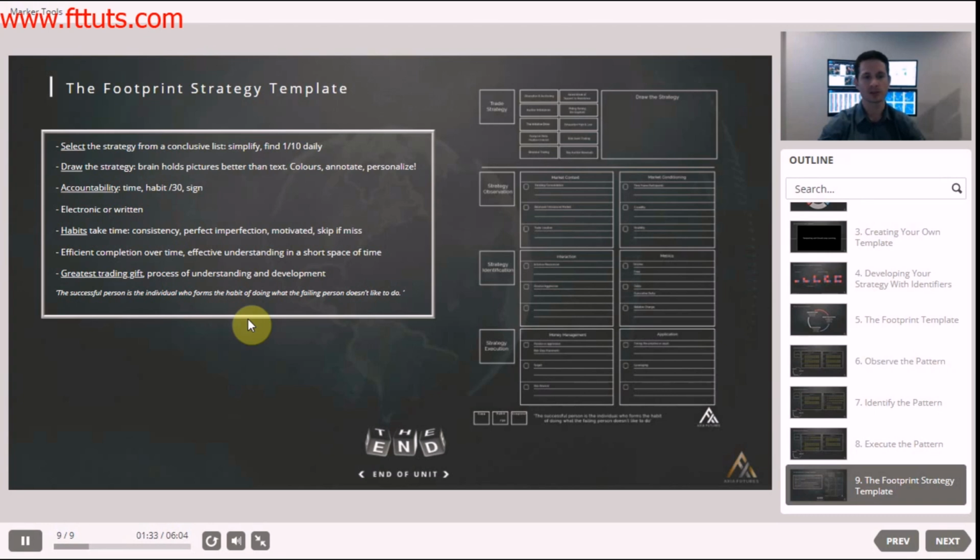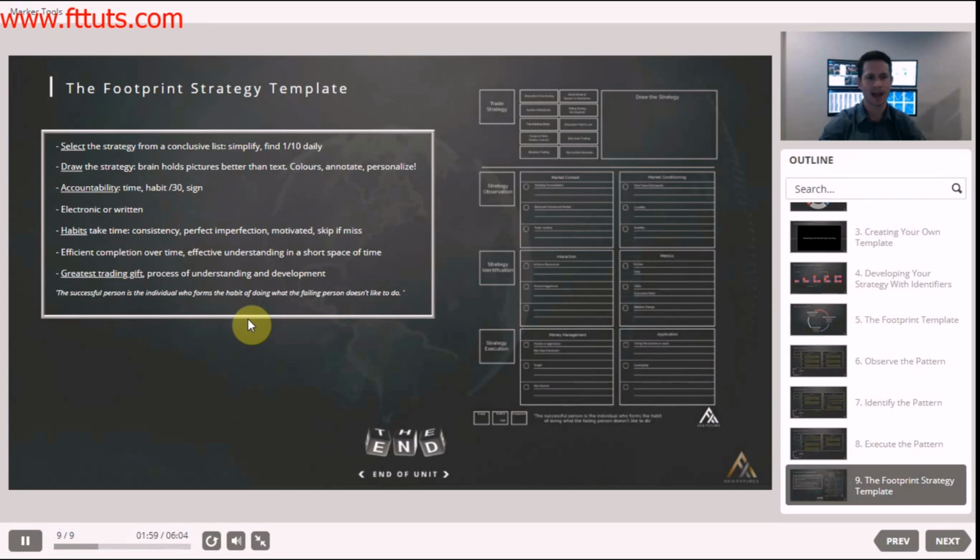Now, it includes the time, the habit/30, and a sign. All this is saying is that, firstly, write down the time. How long did it take you to complete this? The reason is that a lot of you are going to find this rather monotonous and time consuming initially, but if you write this out every single time, you're going to very quickly realize how quick you can get at completing this. Okay, so that's the first thing.